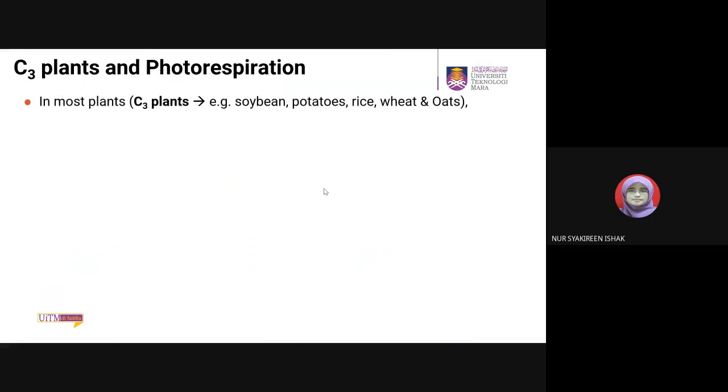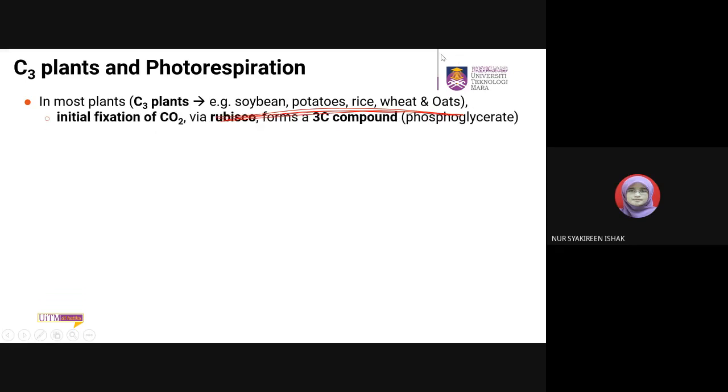So in most plants, examples of C3 plants: you have the soybean, the potato, rice, and oats. Those are examples of C3 plants that you have to remember. Okay, ingat ni je. Tak payah nak bagi contoh-contoh lain. Soalan ni pernah keluar dalam exam batch dulu, alright? To give an example of a C3 plant.